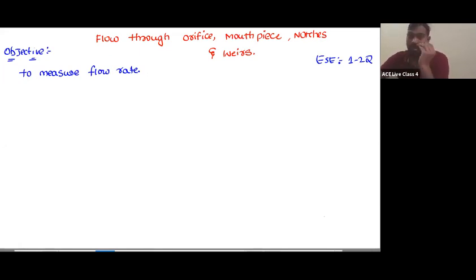Now let's see what these devices are, how you are going to measure the flow rate by using these orifices, how this chapter is going to be important for the examination, and what type of questions can be expected here. Okay. So first of all, let me go with the orifice.